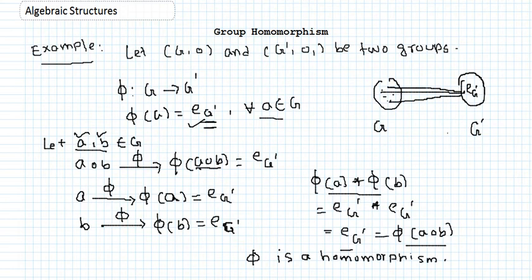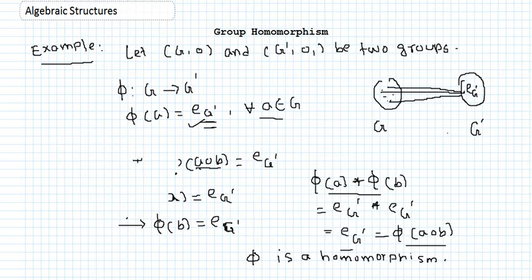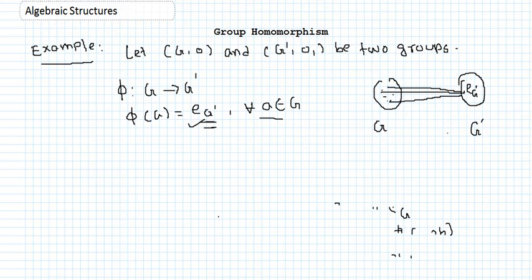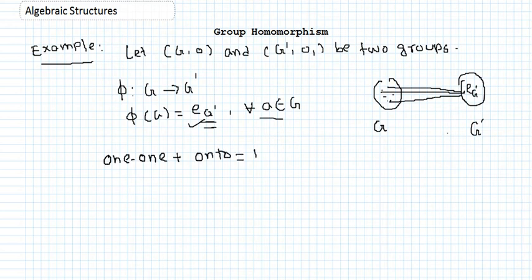Now is this an epimorphism? Obviously not, if G' contains more than one element, this is not going to be an epimorphism. You may ask two questions: is this an epimorphism, and is this a monomorphism? Epimorphism and monomorphism together imply an isomorphism. Let me write that first. One to one and onto implies bijective.